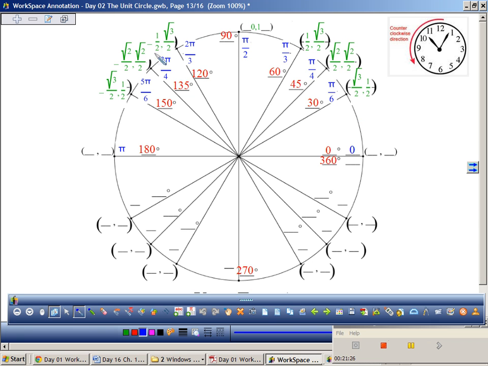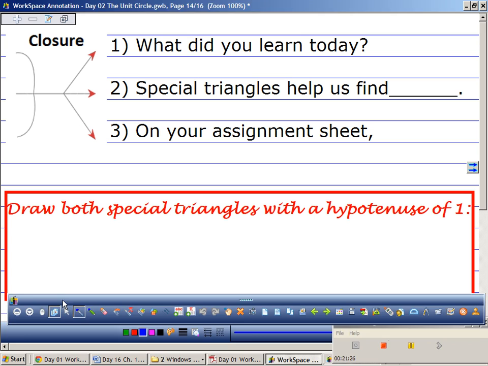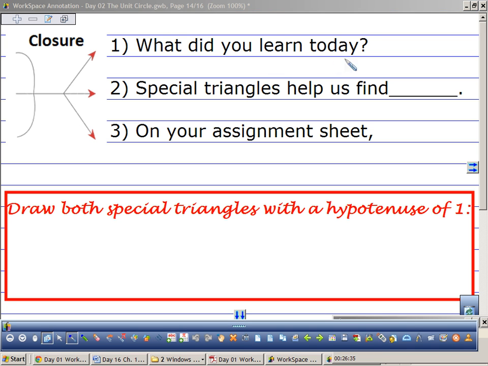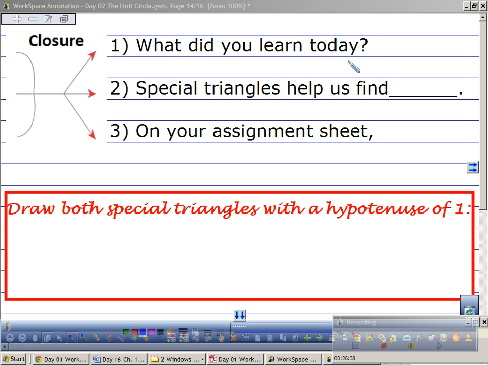All right, so here's your unit circle. Bye-bye, unit circle. Now you take care of it. What did you learn today? Unit circles. Special triangles help us find what? Coordinates. Good job. That was quick. Special triangles help us find the coordinates. On your assignment sheet, draw both special triangles with a hypotenuse of 1.